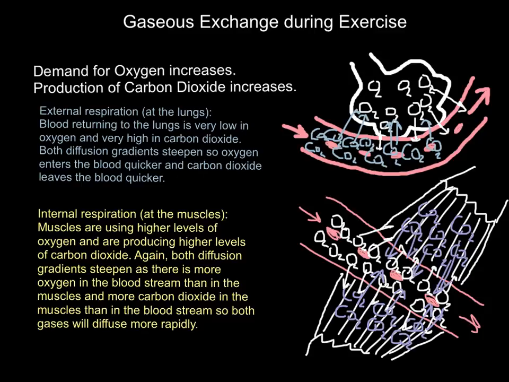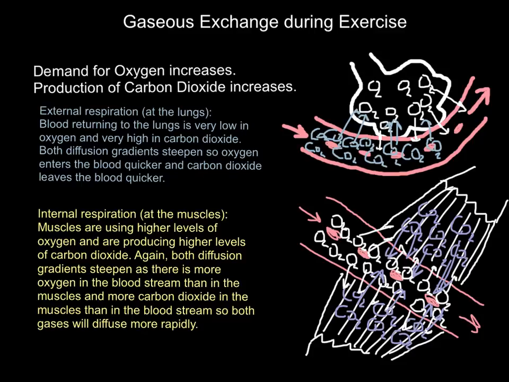Again, I've tried to write it down. I've written it down here. Internal respiration. Muscles are using high levels of oxygen and are producing high levels of carbon dioxide. So the muscles are packed full of CO2 but don't have any oxygen in them because they're using it all. As soon as the oxygen is entering, they're using it. So again, both diffusion gradients steepen. There is a hell of a lot more oxygen in the bloodstream than there is in the muscle, so that's going to diffuse very, very rapidly into the muscles. And like I said, much higher levels of CO2 in the muscles as they're exercising now, and that's going to diffuse rapidly into the bloodstream.